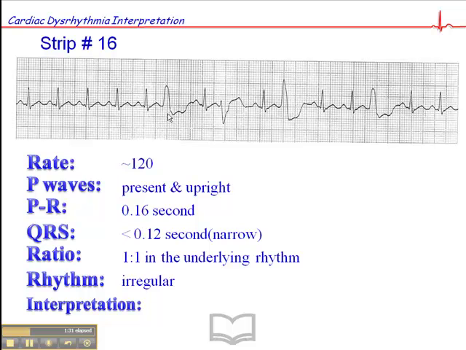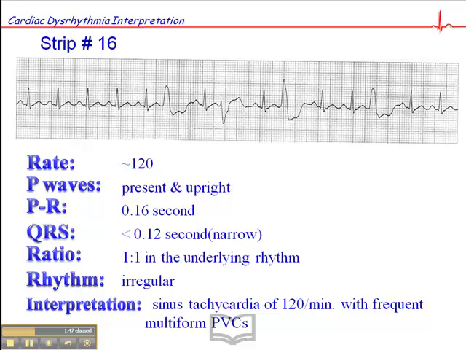And so wide QRS without discernible P waves that happens earlier than the next expected beat, because we would expect the next beat to be about here. So wide, no P waves, early or premature. These are premature ventricular complexes. So the interpretation is this is a sinus tachycardia of 120 per minute with frequent multiform premature ventricular complexes. And if you want to call them multifocal, go ahead and call them multifocal.